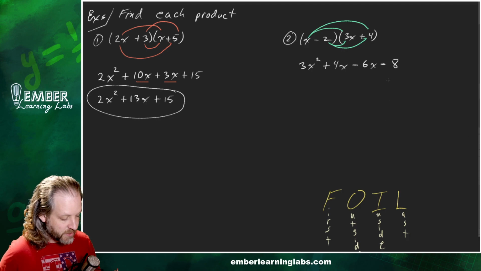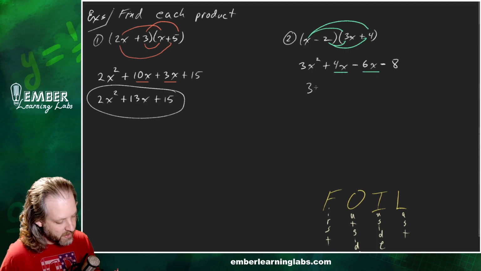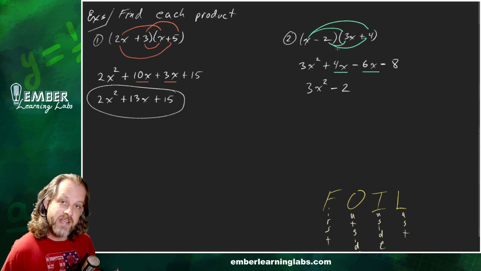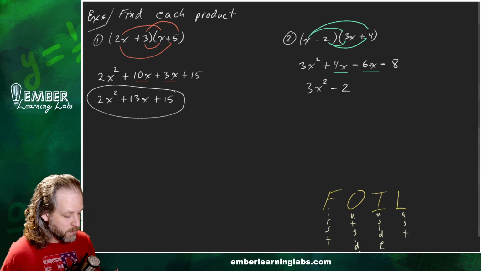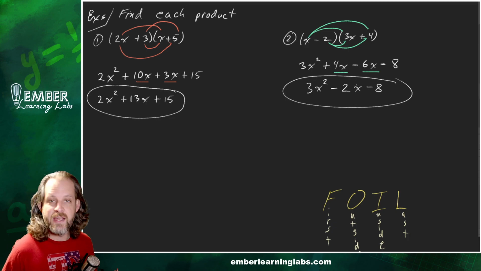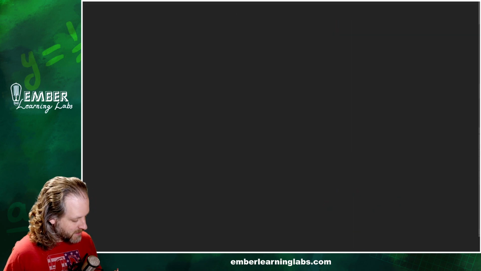Do we have any like terms? Yes, in fact, we do. We've got this one and that one, right? So we bring down 3x squared. 4x minus 6x is negative 2x, because we're just adding those coefficients, right? 4 plus negative 6 is negative 2, minus 8. Easy peasy. Let's look at the alluded to more complicated example.